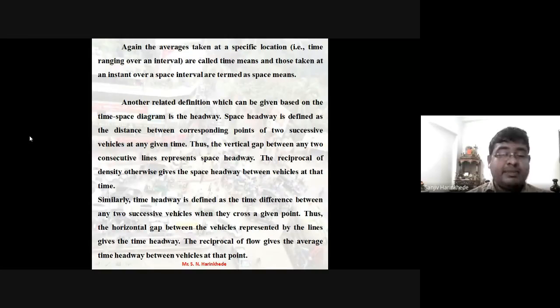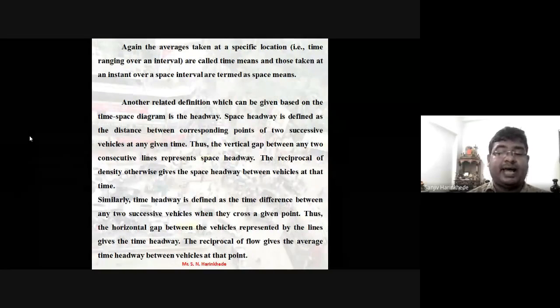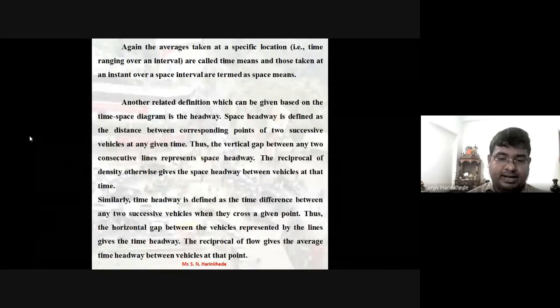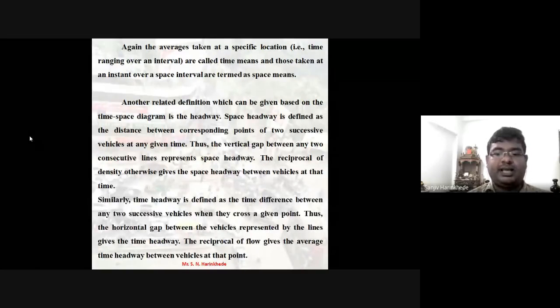Similarly, time headway is defined as the time difference between any 2 successive vehicles, that is t2 minus t1, when they cross a given point. Thus, the horizontal gap between the vehicles represented by the lines gives the time headway. The reciprocal of flow gives the average time headway between the vehicles at that point.